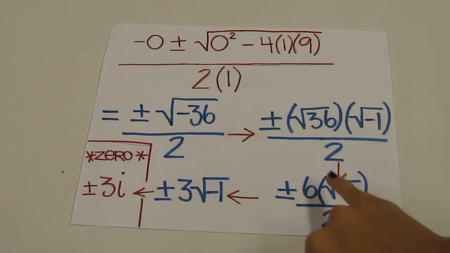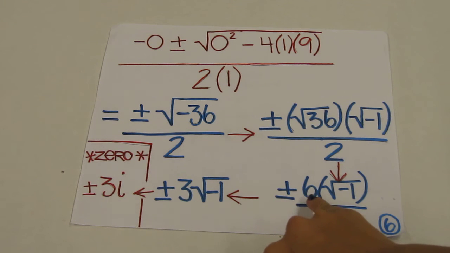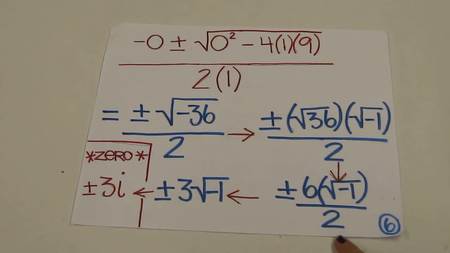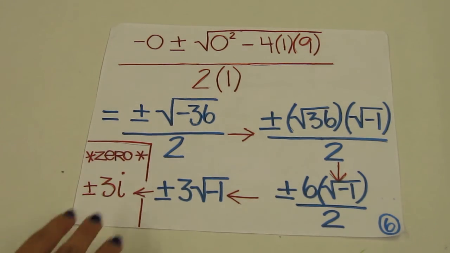When we take the 36 out, we get 6 out of the square root. We get plus minus 6 times the square root of negative 1 over 2, which can then be further simplified to plus minus 3 times the square root of negative 1. Since the square root of negative 1 can be described as i, our zero is plus or minus 3i.